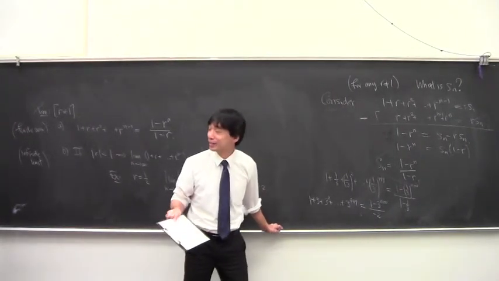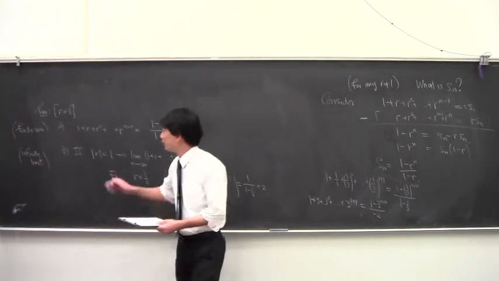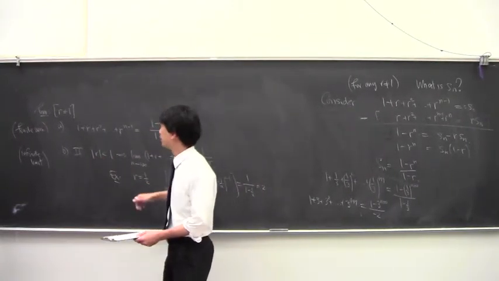So A, it cannot equal 1. B has to be between 0 and 1. Between negative 1 and 1. Right, because the absolute value has to be smaller. Okay.